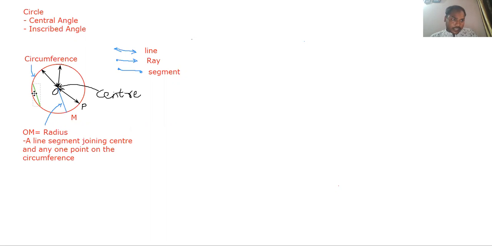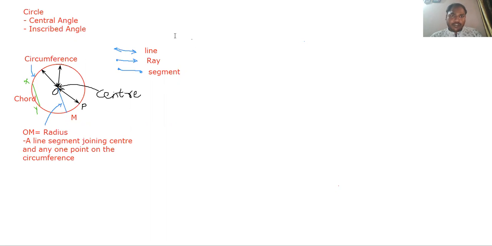This one is representing a chord. How is this one a chord? Very simple. We will give names to this one. Let's say this is X, and this one is Y. We will write this at this place. This is representing a chord. This one is known as a chord. So just keep in mind, this is representing a chord of the circle.